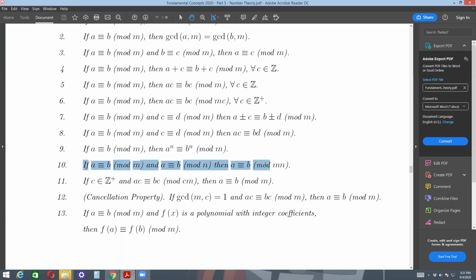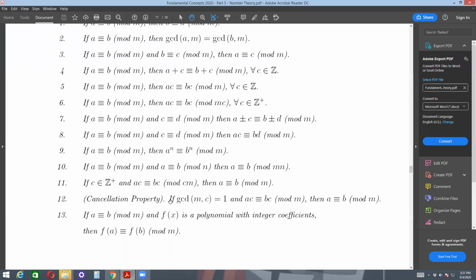All right, now this one says if A is congruent to B mod M and A is congruent to B mod N, then A is congruent to B mod the product. If C is a positive integer, now, this one here is basically the converse of the sixth one, right? So this is essentially an if and only if statement. So if C is a positive integer and AC is congruent to BC mod CM, then you could just divide throughout by C. But note here, you have to divide everywhere by C. You can't just divide in here and then forget about this one.